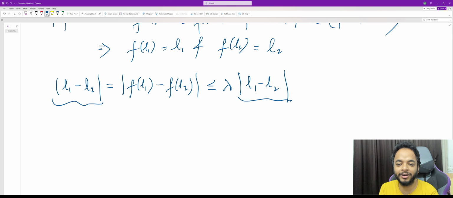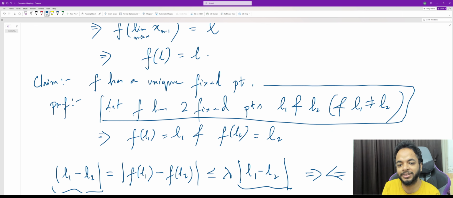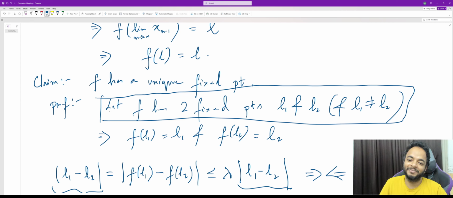So this is the contradiction we are having, and since we are getting a contradiction, our hypothesis, which was that it has two fixed points, is wrong. So that means it has a unique fixed point.